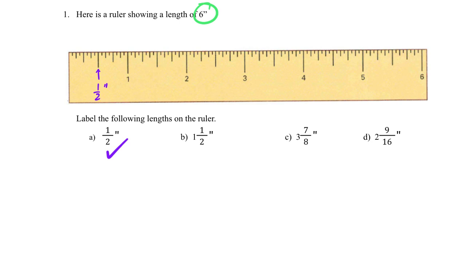Well, now we take a look at B, and you'll notice that a lot of lengths in imperial take the form of a mixed number. So it's going to tell you how many full inches and then how many parts. So if we take a look at 1 1/2, then that tells me go ahead to 1 and now add on another 1/2. So that would represent 1 1/2 inches. Okay, hopefully we're good on that one and we can check that one off.